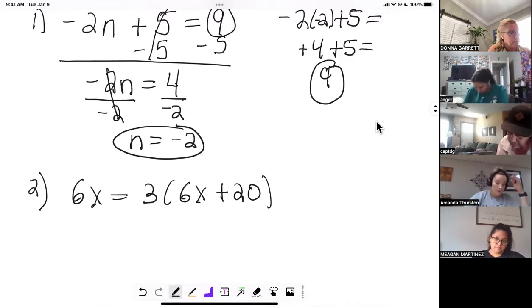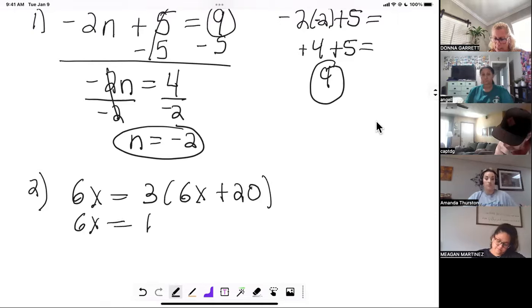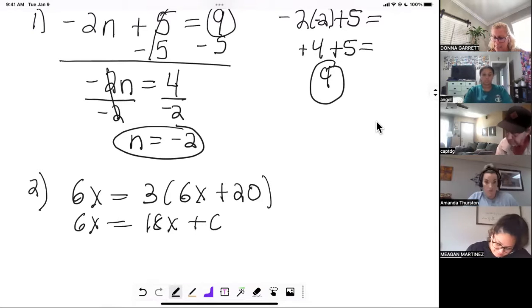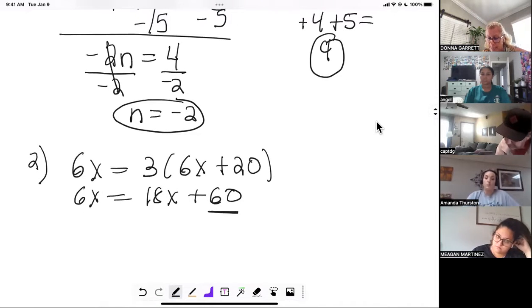Okay, once I simplify it, I would get 6x equals 18x plus 60. So that's where I get confused. Okay, so you got 6x equals 18x plus 60. Perfect. Now you need to get x on one side and your number on the other side. Since you only have one number, see that 60? Okay, keep that there.